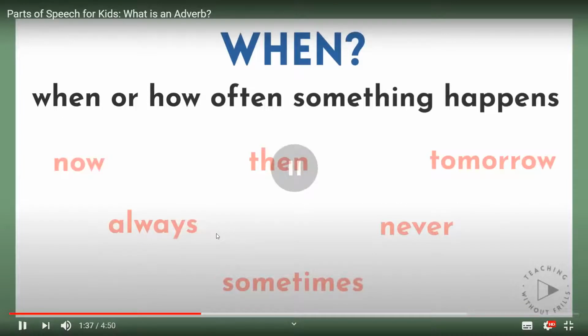So now these words, now, then, tomorrow, always, never, sometimes, also describe an action. I am walking now. When are you walking? These adverbs will answer the question when. The first words we described were how. How did he walk? He walked quickly. Now the question is when. When does he walk? I am walking now.